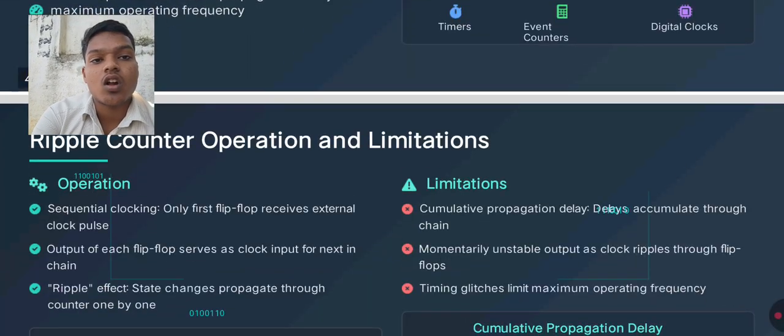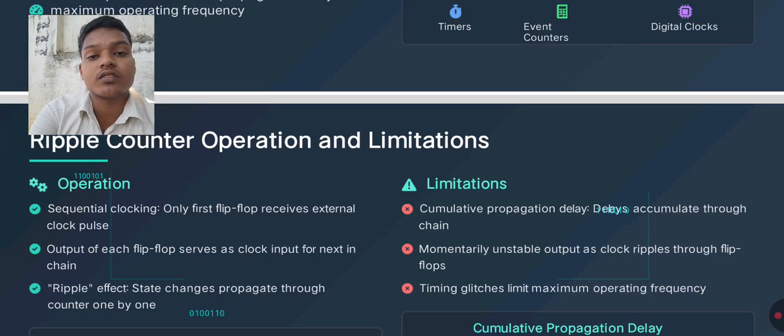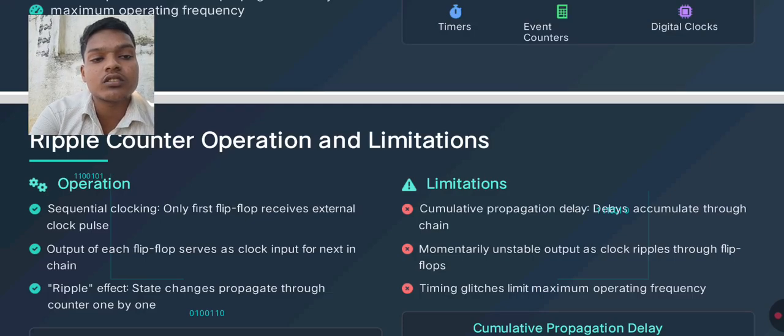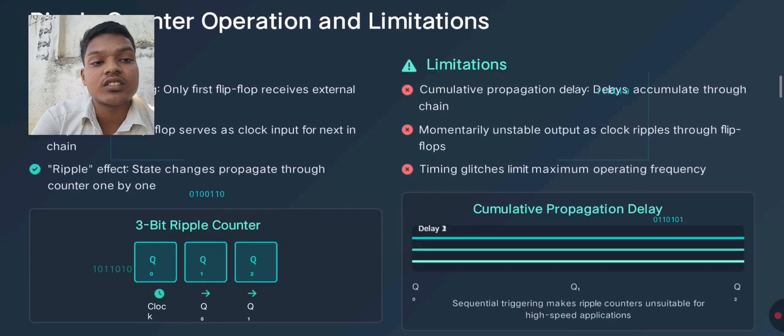Ripple counter operation and limitations. Operation: first of all, sequential clocking means only the first flip-flop receives the external clock pulse. The output of each flip-flop serves as the clock input for the next in the chain. Ripple effect: state changes propagate through the counter one by one. Limitations: cumulative propagation delay accumulates through the chain, giving momentarily unstable output as the clock ripples through the flip-flops. Timing glitches limit maximum operating frequency.